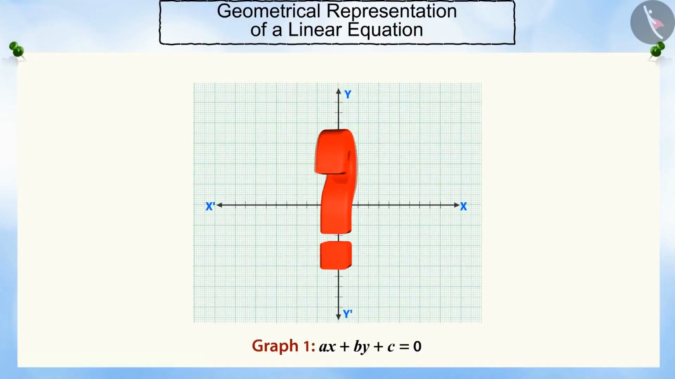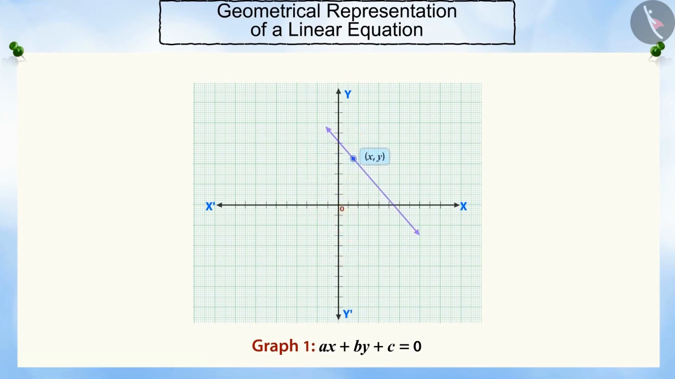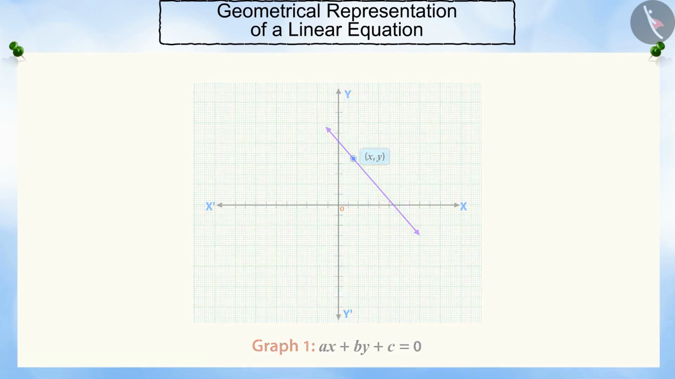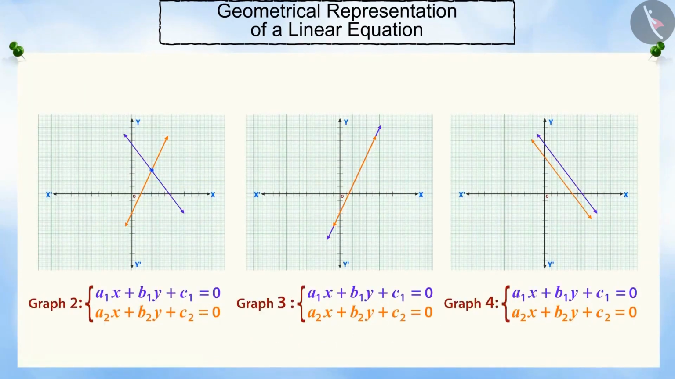Can you tell me, what is the geometrical representation of a linear equation in two variables? Absolutely right. This is a straight line. Each solution of this linear equation is a point on the line denoting the equation. So we can say that a pair of linear equations in two variables will denote a combination of straight lines in geometrical form.